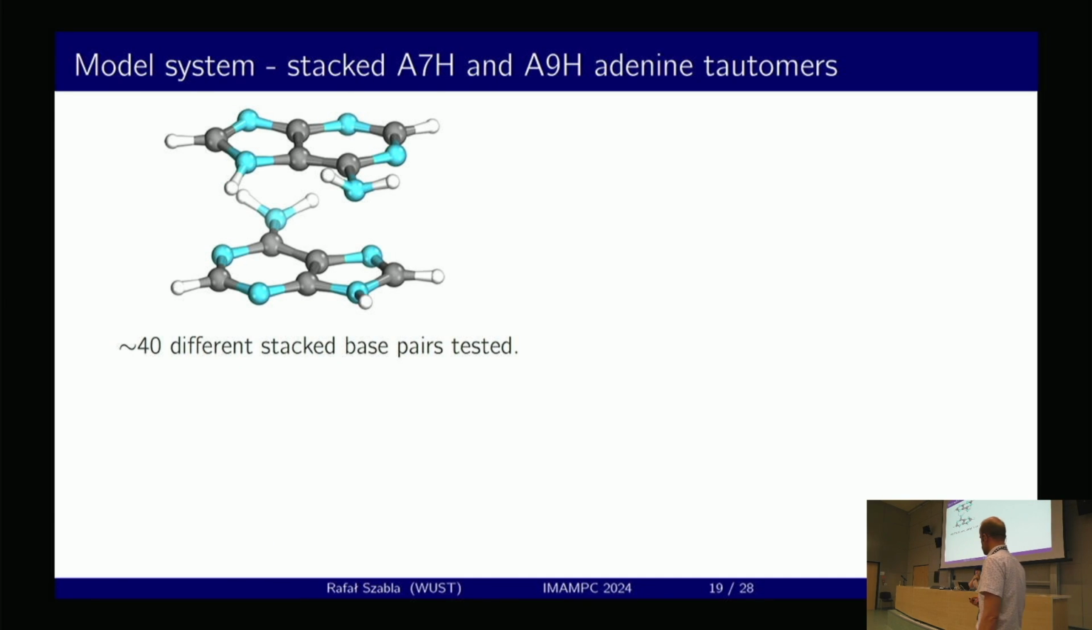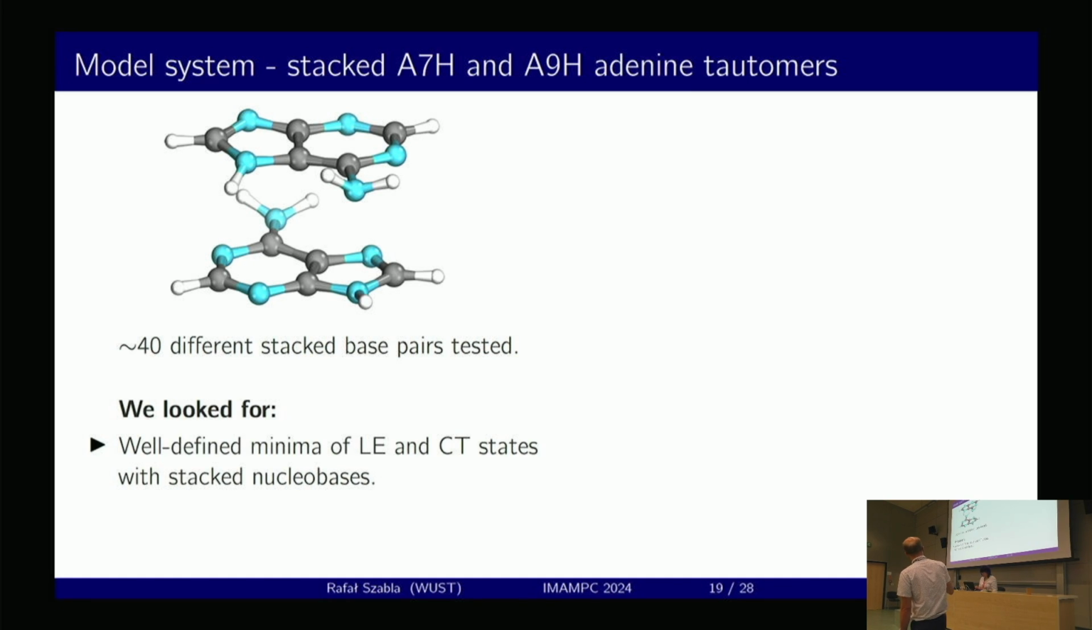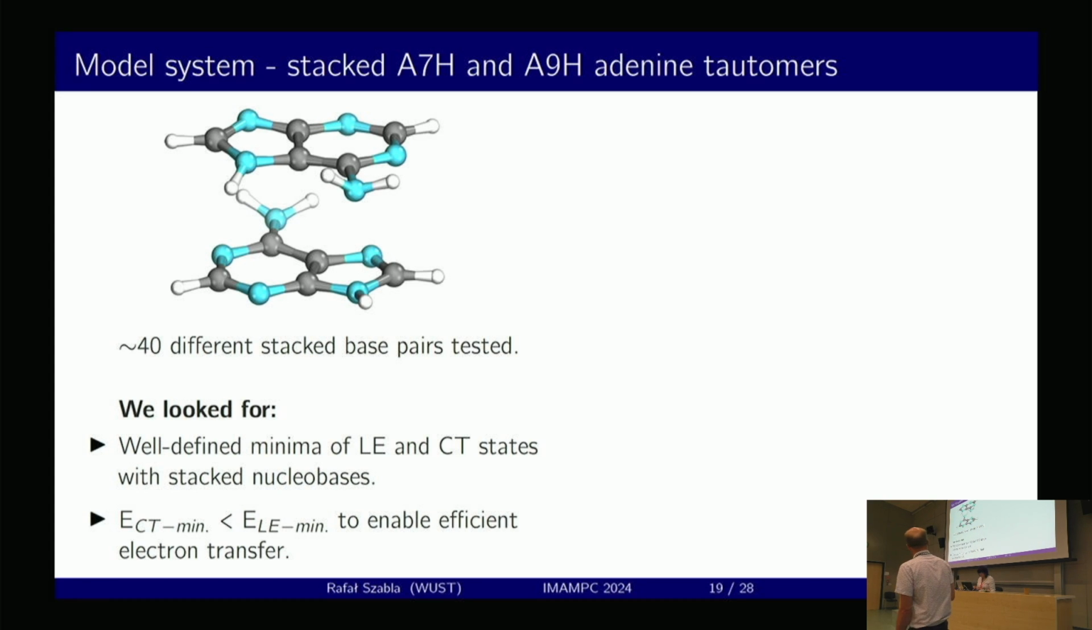So what we wanted to do was really to validate whether it makes any sense to use Marcus theory or any other theory for electron transfer here. And we looked for a good model system. Our model system is a stacked dimer of two adenine nucleobases. One of them is the N7H tautomer, the other is the biological N9H tautomer. We selected it because, first of all, it has two well-defined LE and CT minima in the S1 excited state, and the CT minimum lies slightly lower in energy.